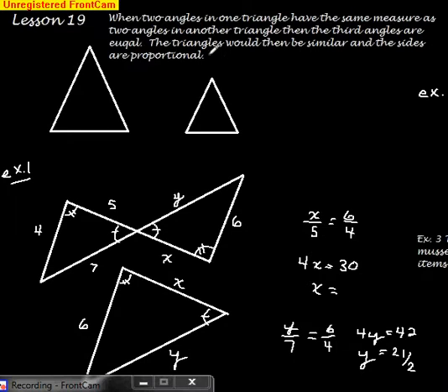Similar triangles, here's the definition: when two angles in one triangle have the same measure as two angles in another triangle, then the third angles are equal. Sorry, I spelled that wrong. The triangles would then be similar and the sides are proportional.